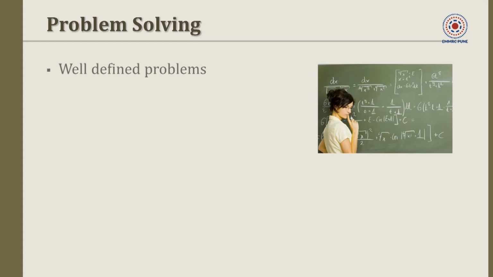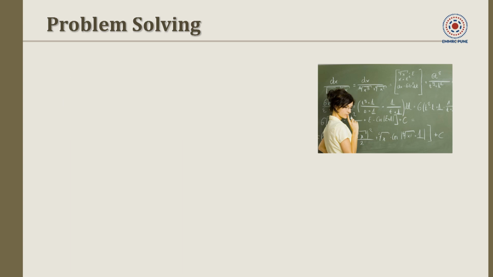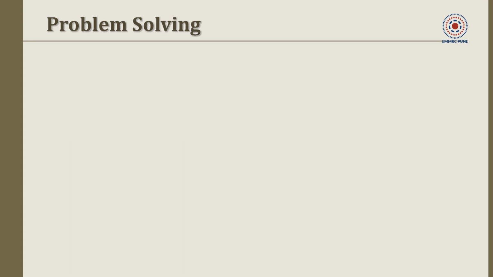The problem may be well defined or ill defined. Well defined problems are those which have a clear starting point and a correct solution. They often also include a set of rules. For example, problems in maths, fixing a punctured tire. In such problems, the process involved in solving the problem is clear, and so is the solution.